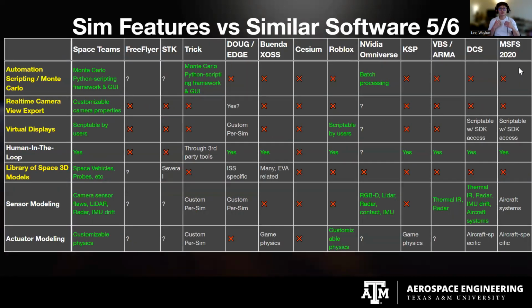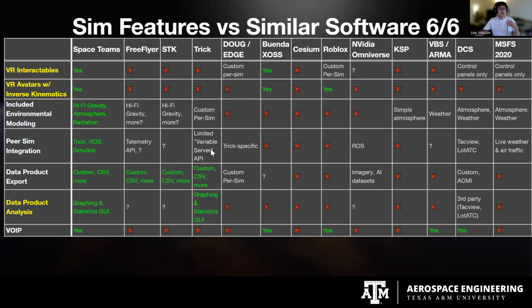Space Teams also features all of these right here: automation, Monte Carlo, virtual displays, just a whole library of 3D models for you to use from, sensor modeling and actuator modeling like your thrusters, as well as all the VR interactables and environmental modeling. So I'd like to talk a little bit more about that environmental modeling.